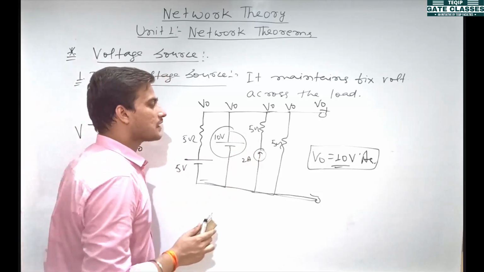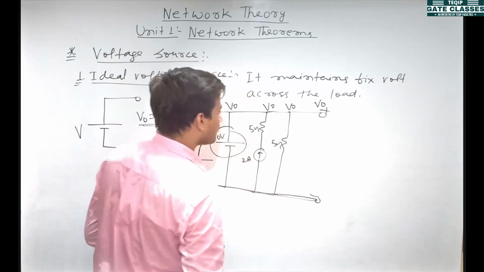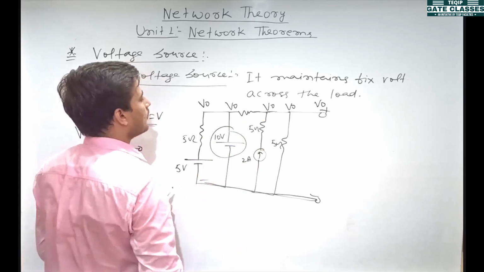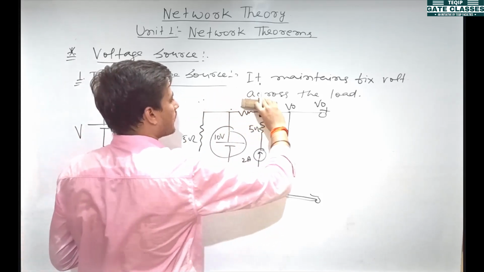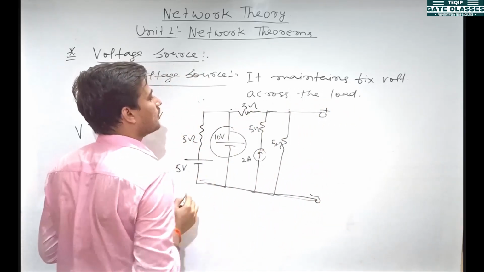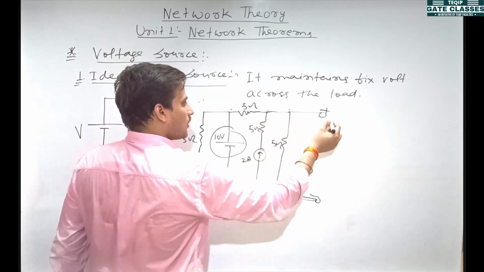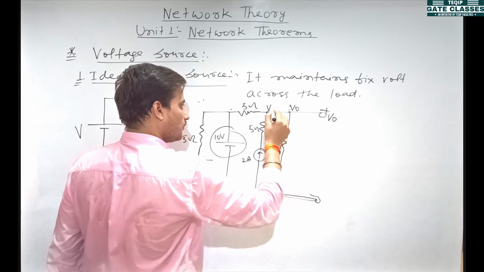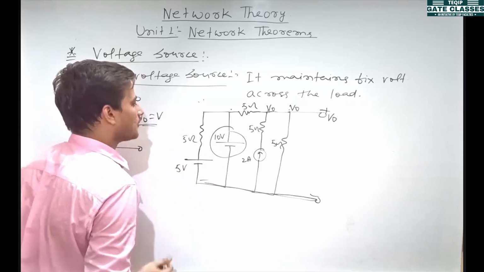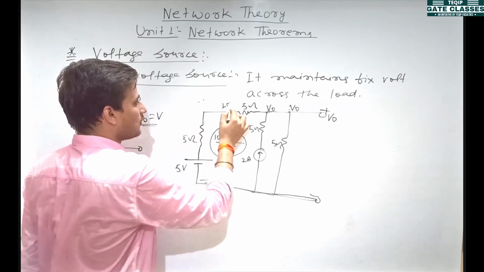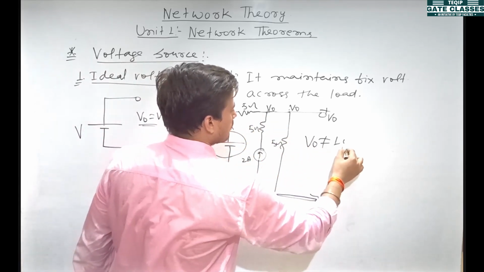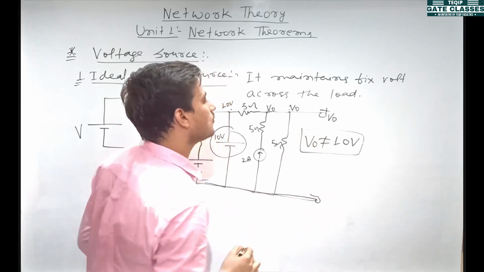Now you will say, sir, in what case it will not be 10 volt? If there was any resistor connected in series, suppose this is also 5 ohm. Now at this point potential is V0, but there will be some potential drop. So at this terminal potential is 10 volt, but here there will be some potential drop. So V0 will not be equal to 10 volt.